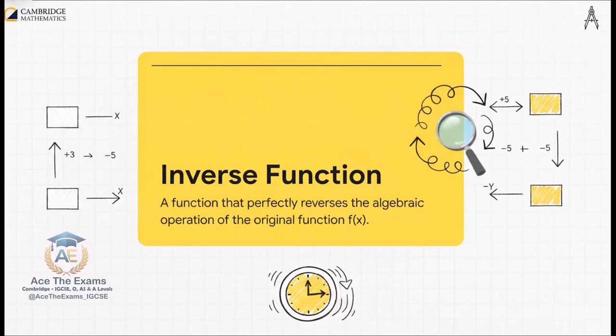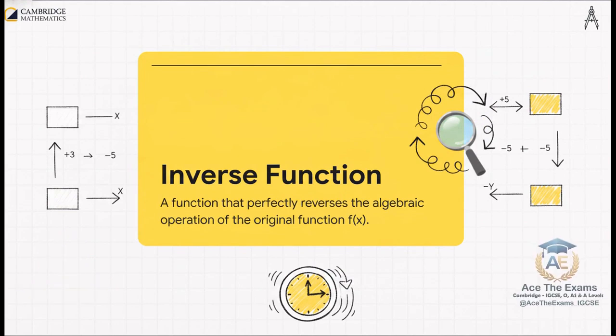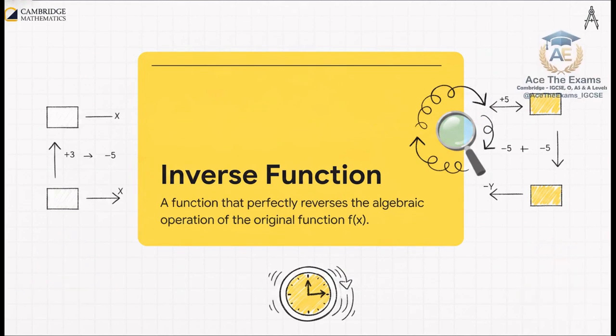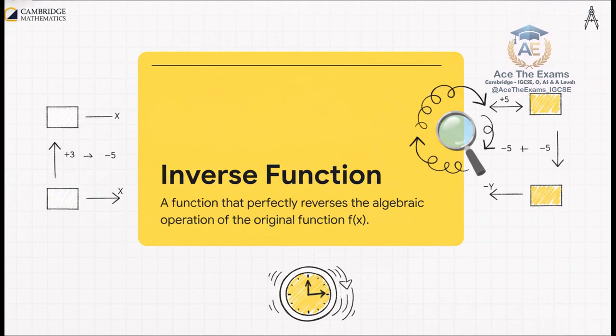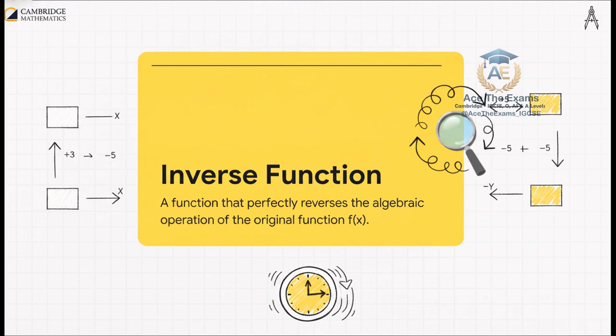Now we hit the real meat of the section. Question 3a, which explicitly asks for an inverse function. Before we even start crunching the algebra, I want to cement this core concept in your mind so you never panic when you see it. An inverse function, which you'll recognize because it's denoted by that little -1 exponent, f to the power of -1 of x, is essentially a mathematical time machine. Seriously, think of it like an undo button. It is a formula that perfectly, precisely reverses the algebraic operation of your original function.